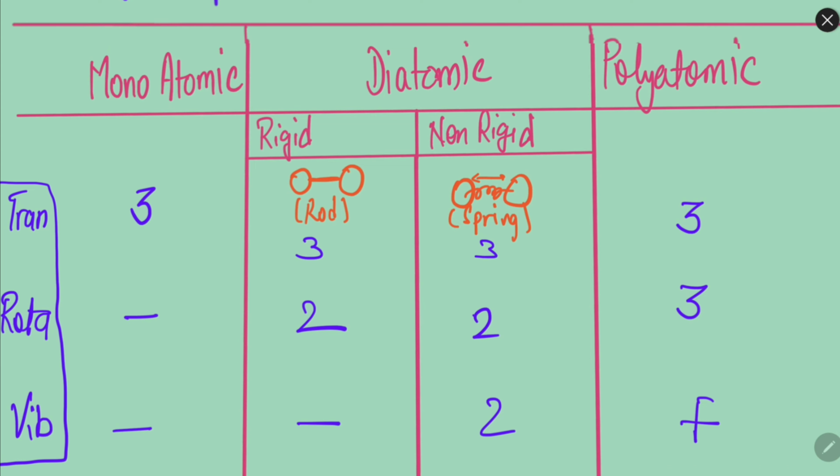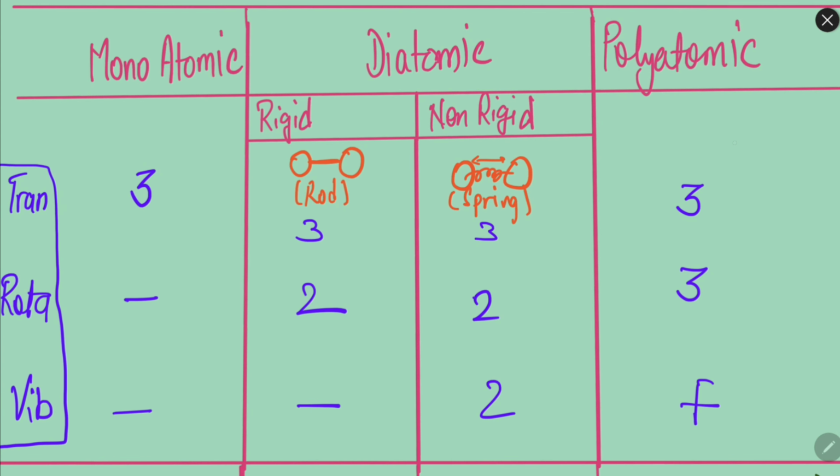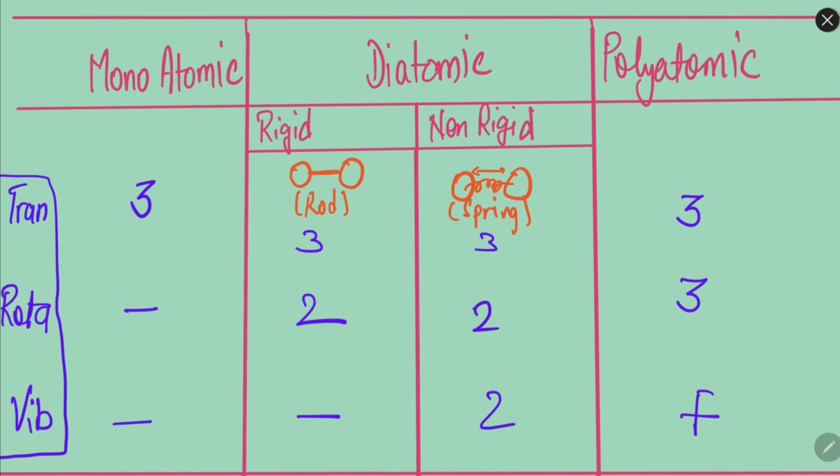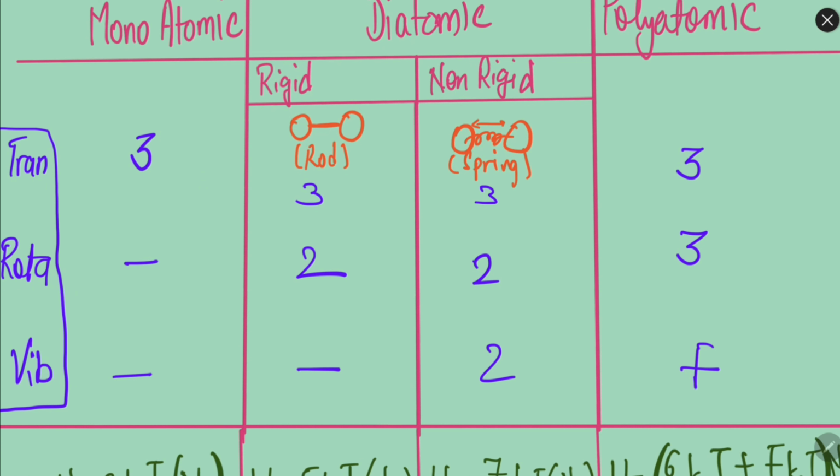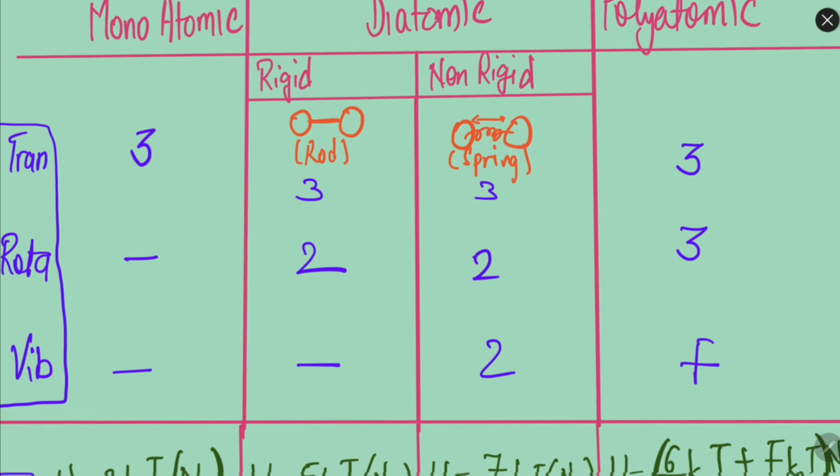And in polyatomic molecules like H2O, CO2, in them 3 for translational, obviously 3 for rotational, because in all 3 rotations along XYZ they will look different. And for vibrational, it is not fixed, it depends on the molecule.